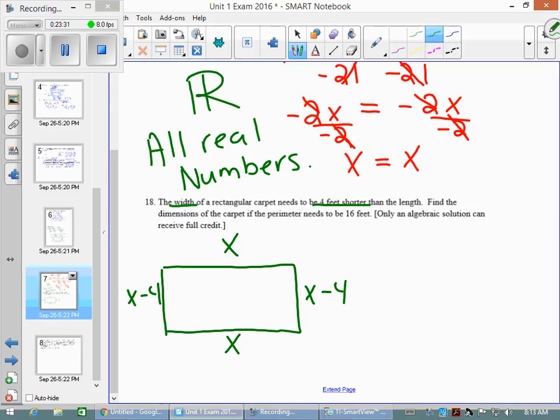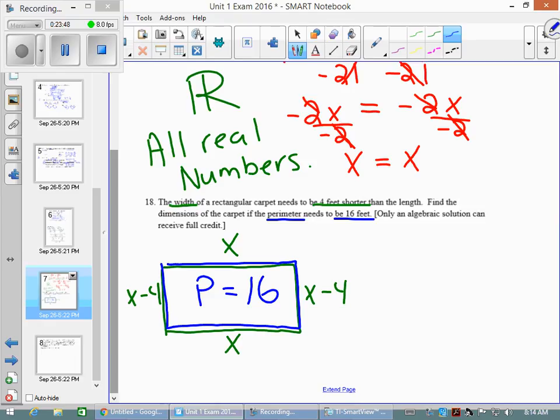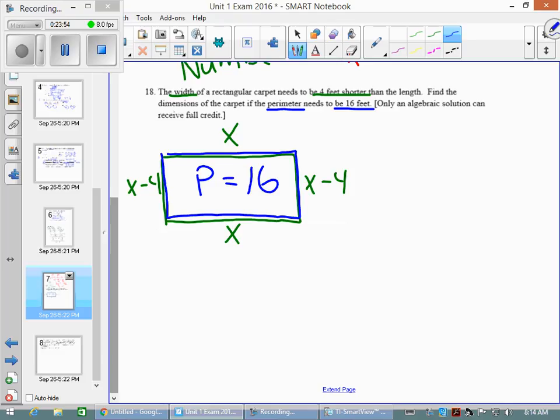So if we recall, our perimeter is when you take each side and add them all up. The distance around our whole rectangle is going to be 16. So to set up this equation, I'm going to take each of my sides, so x minus 4 plus x minus 4 plus x, and that's going to equal 16. Now I just need to combine my like terms, so if I look, I have 4 x's, and then I have minus 8, and that's going to equal 16.